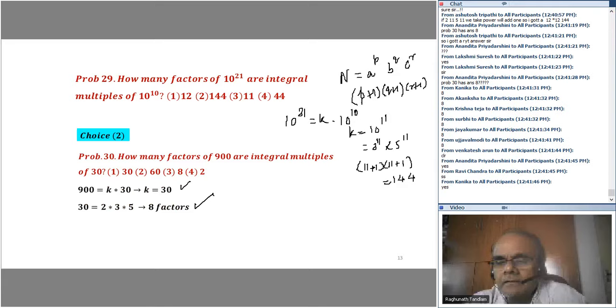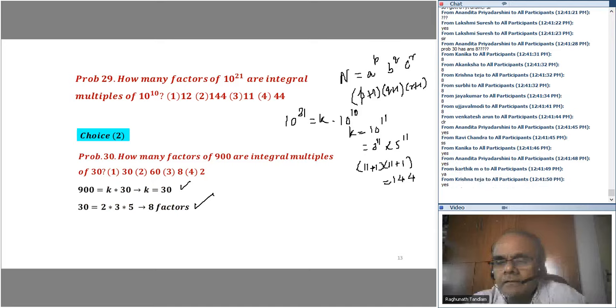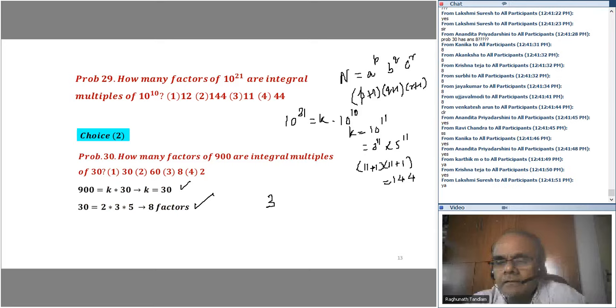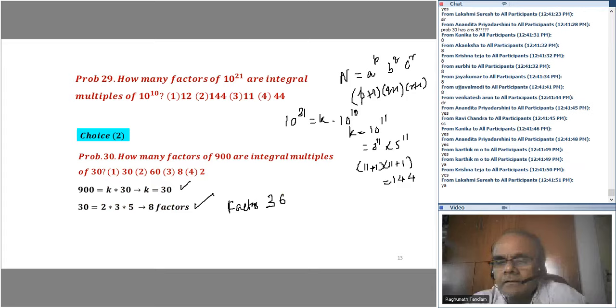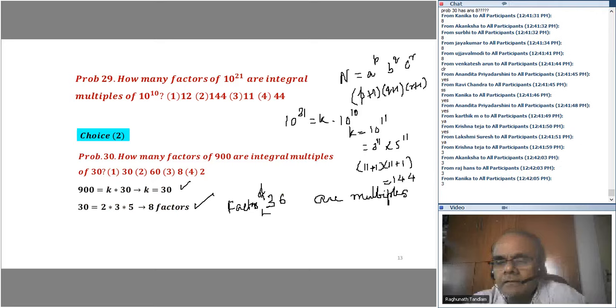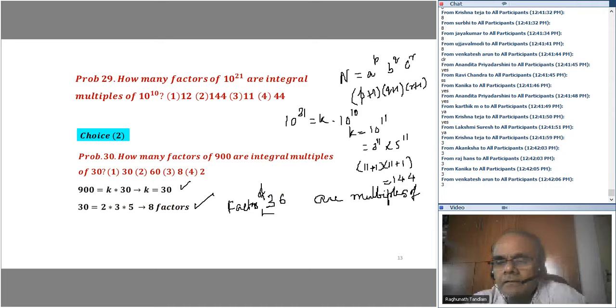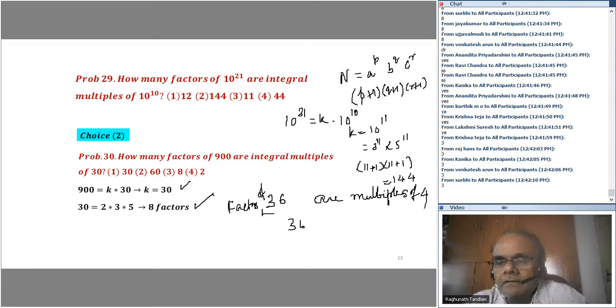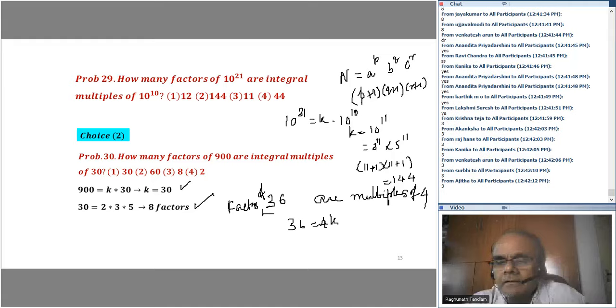Take down. How many factors of 36 are multiples of 4? Quick. 36 equals 4k. What is k? 9. 9 has got how many factors?